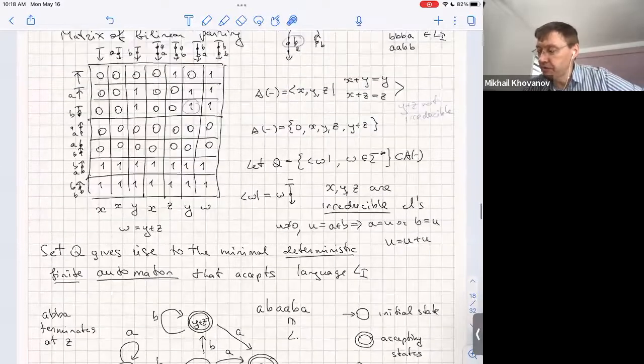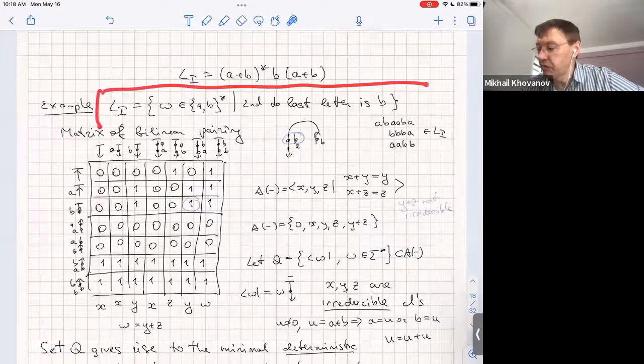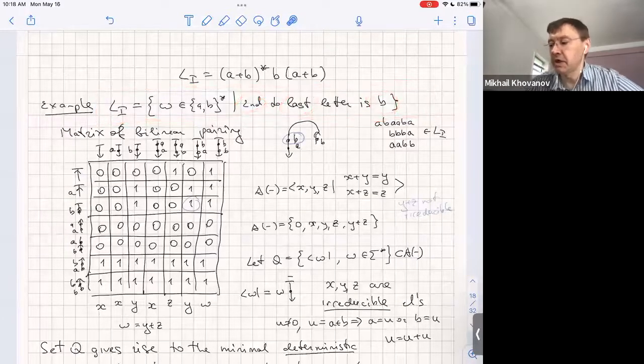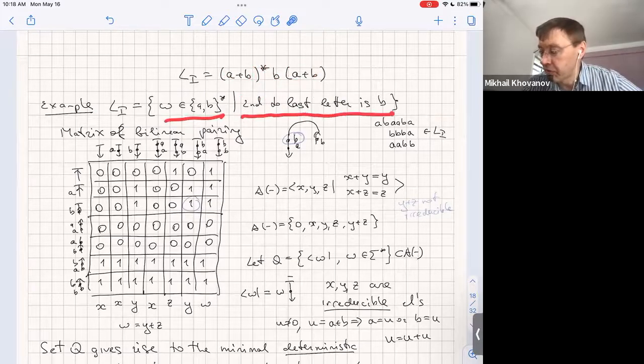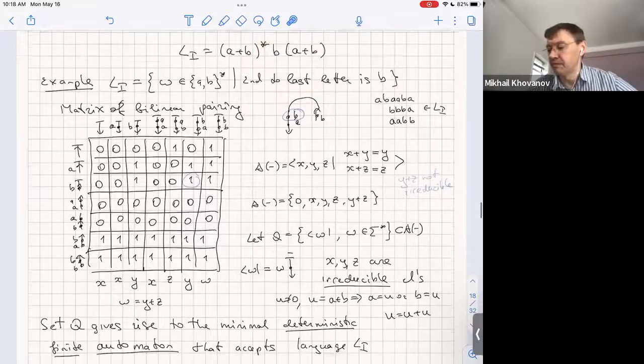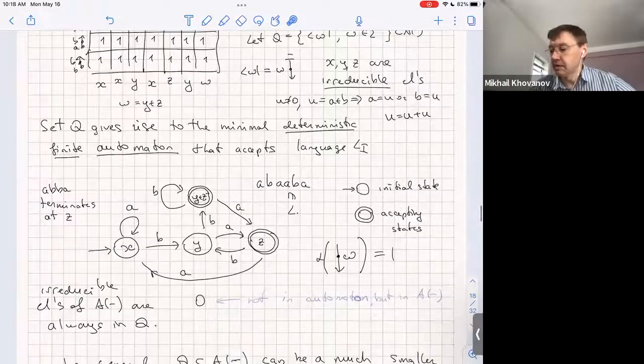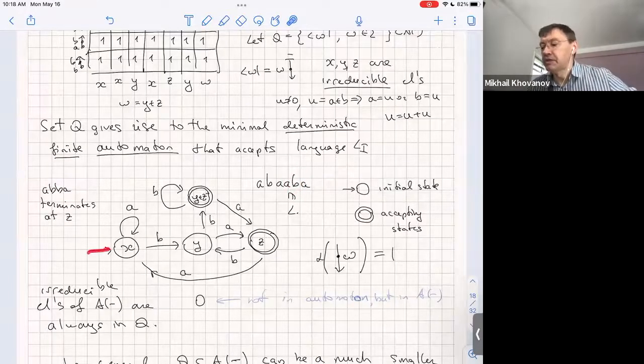Let me scroll up to see the definition of the language. It's the language which consists of all words such that the second letter to last is B. In a regular expression, you would write this as anything, A plus B star, any number of times, followed by B, followed by anything, A plus B. So this language is the language of all words such that the second to last letter is B. So if you scroll back, here you see that the second to last letter is B, and this word is in the language.